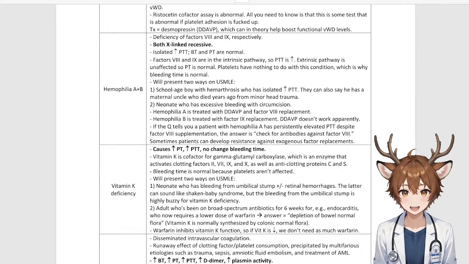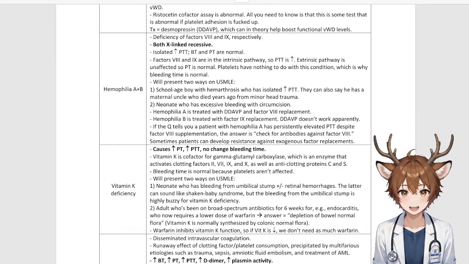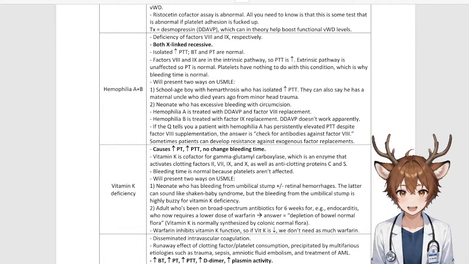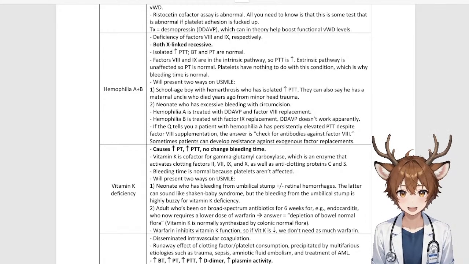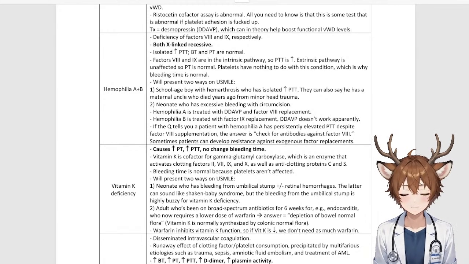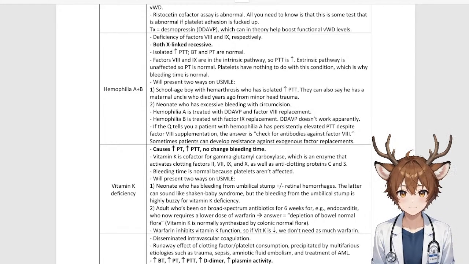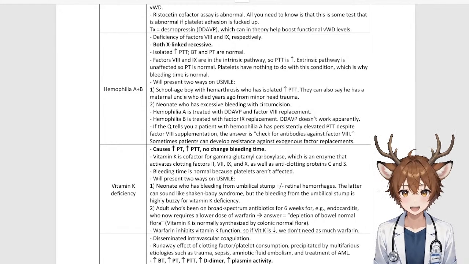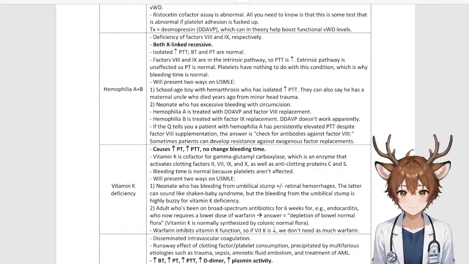Hemophilia A is treated with DDAVP and factor 8 replacement. Hemophilia B, remember that's factor 9, is treated with factor 9 replacement. DDAVP does not work, apparently. Well, because factor 8 is just a different thing. Factor 8 and factor 9 are different things. What they're going to be influenced by and the release is going to be different depending on what drugs you use, sure.